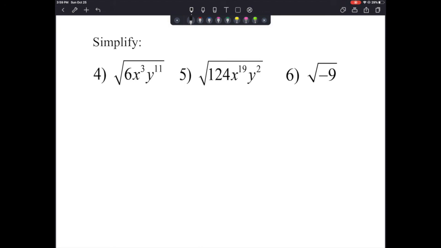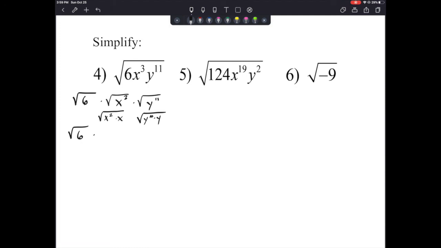For number 4, I have the square root of 6x to the 3rd, y to the 11th. So I'm going to go ahead and break it apart as the square root of 6, the square root of x to the 3rd, and the square root of y to the 11th. 6 does not have any perfect square factors, so it looks like I'm going to have a square root of 6 something in the end. Square root of x to the 3rd would be the square root of x squared times x. And then our y to the 11th would be y to the 10th times y.